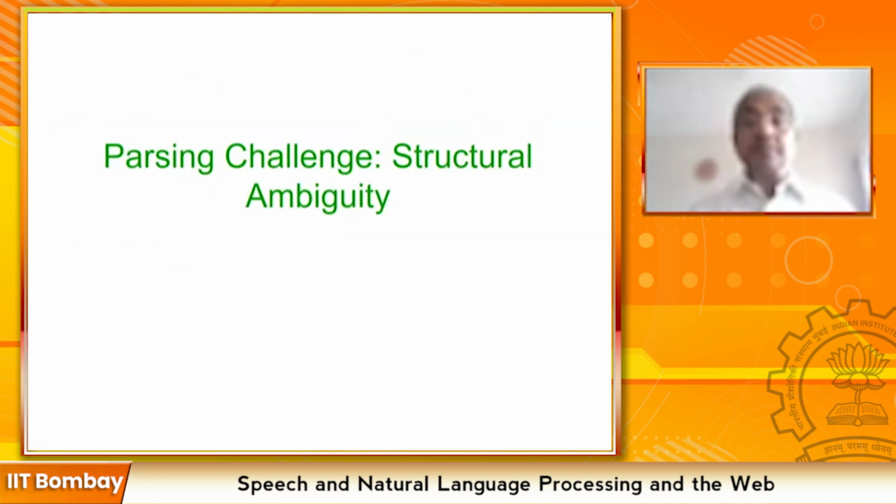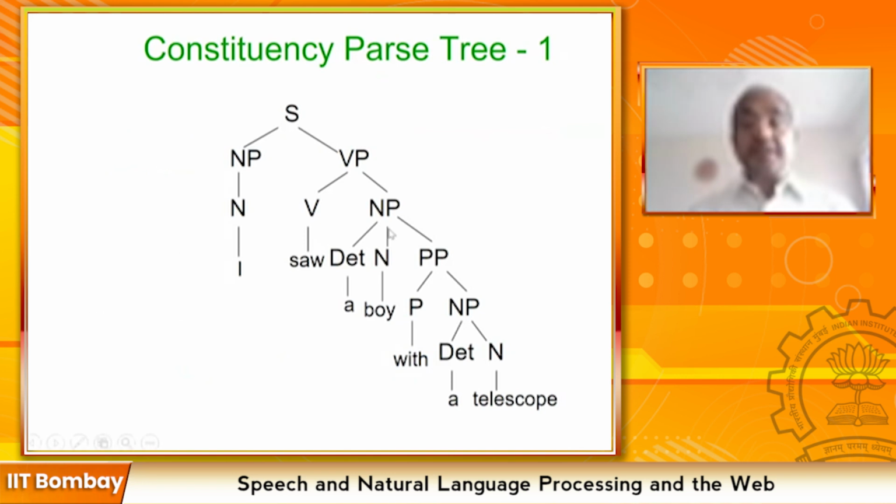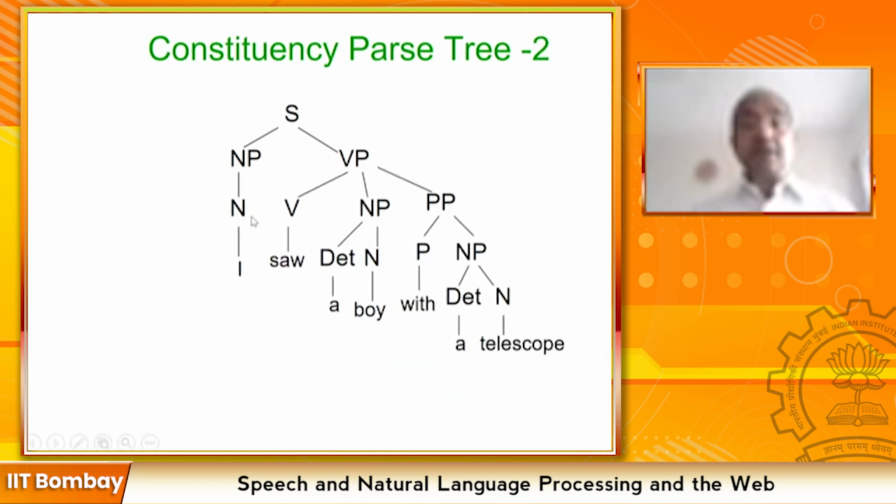Now, the challenge that we understood for parsing is structural ambiguity. A sentence can have multiple parses. So "I saw a boy with a telescope" has two parses. In one parse, the boy holds the telescope, and in the other parse, I hold the telescope. And that is indicated by the depth of the prepositional phrase "with a telescope".